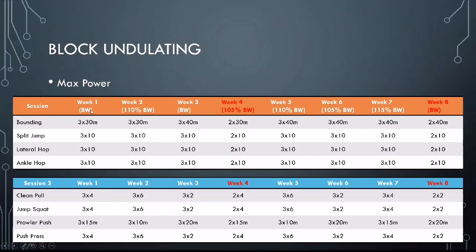So for the linear method, you can see that the progression is quite gradual, but for the undulating method, it fluctuates quite a lot. So for example, week 1, on the first session, I'm only using body weight. And then week 2, I'm using 110% of body weight. And week 3, I jump back to body weight. And then week 4, I go to 105% of body weight. So that's how undulating periodization works, right?